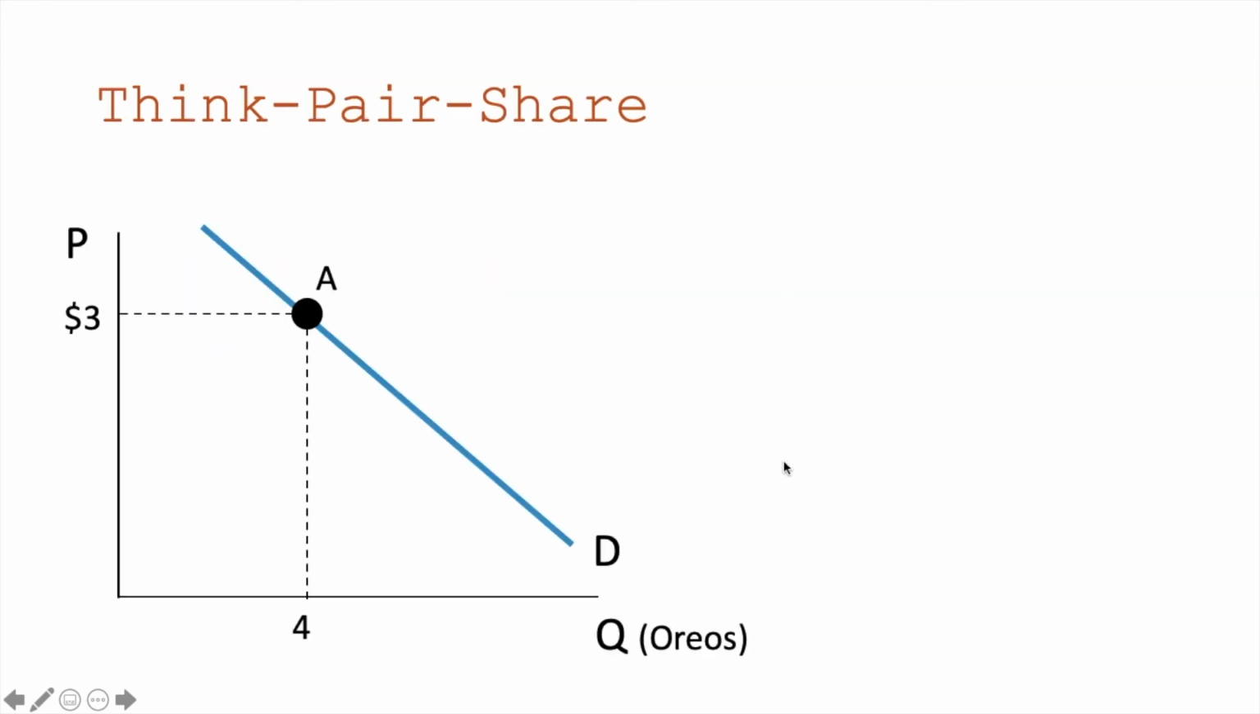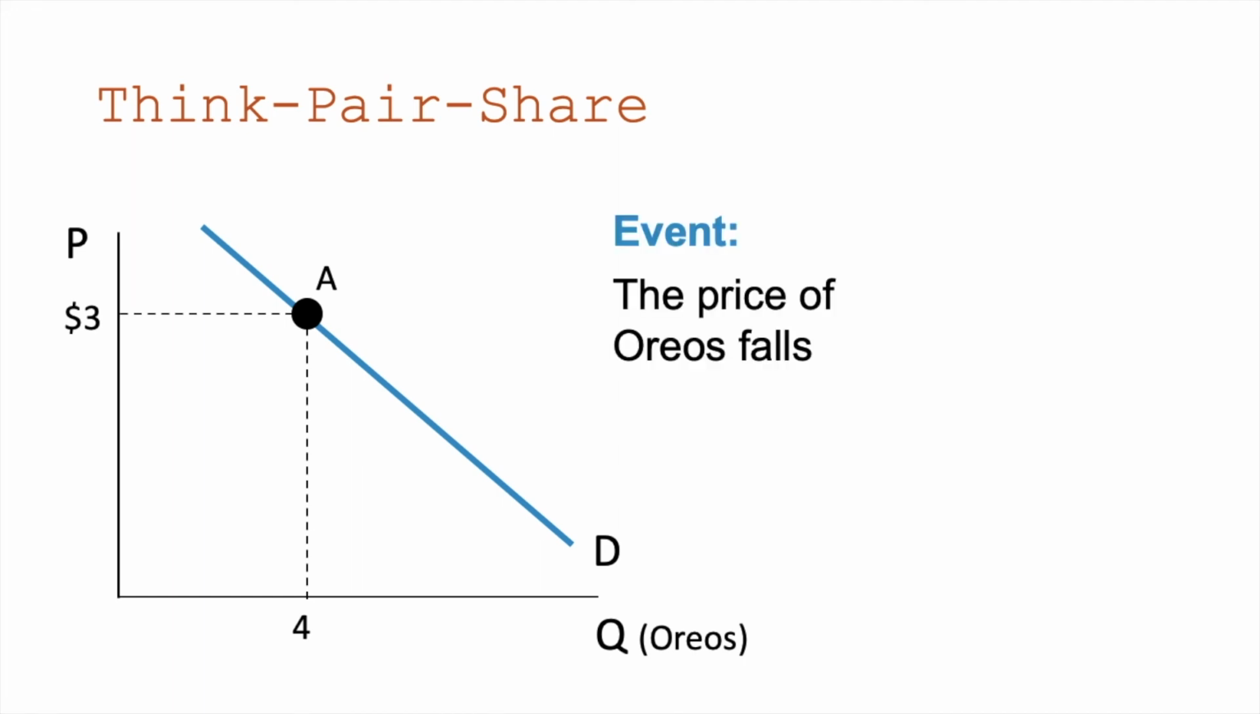So here is an example. Let's suppose that currently we are at point A on the graph. Let's say the price for a package of Oreos is $3, and in my market that leads to a quantity demanded of 4. Now if we have this event, the price of Oreos falls, I don't know, let's say to $2. What is going to change? Demand or quantity demanded, and how do we illustrate it?